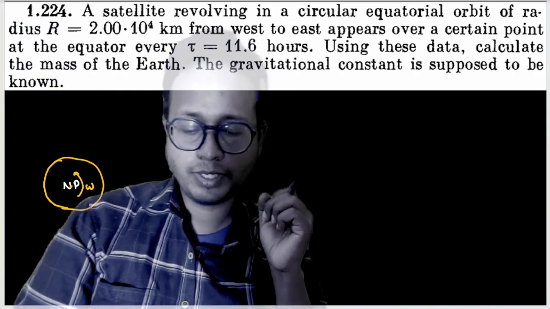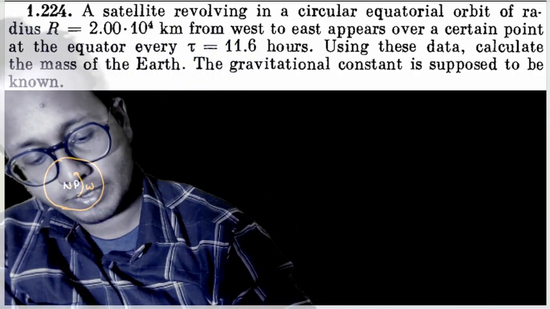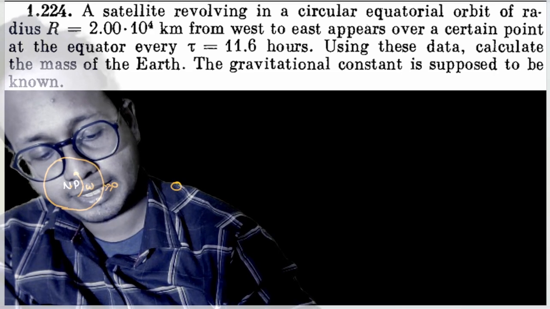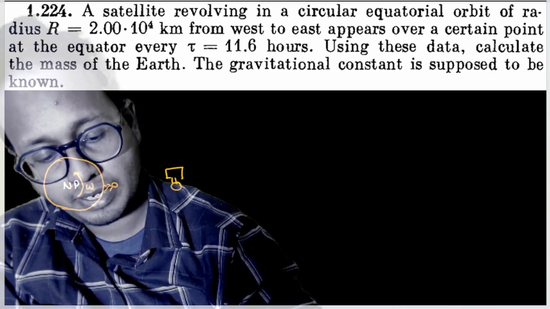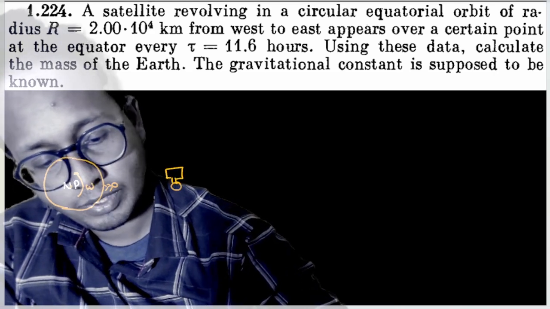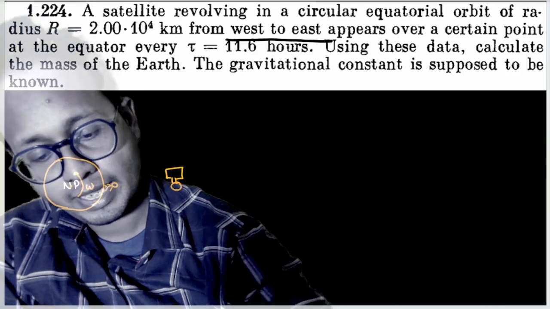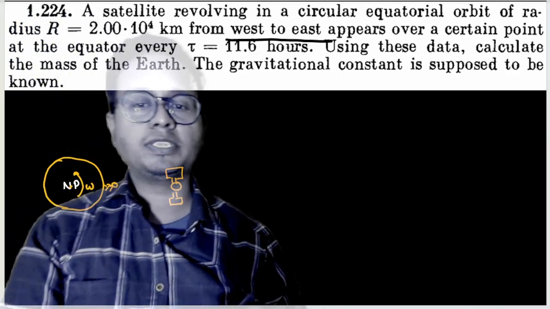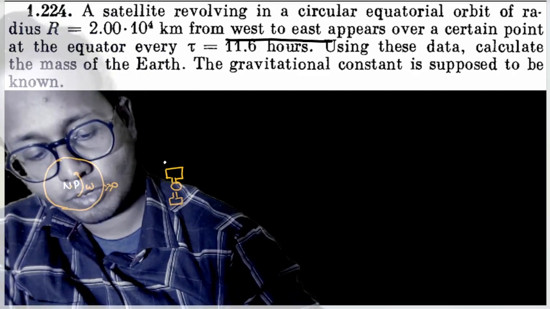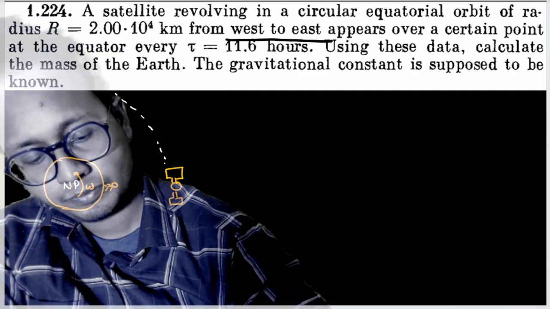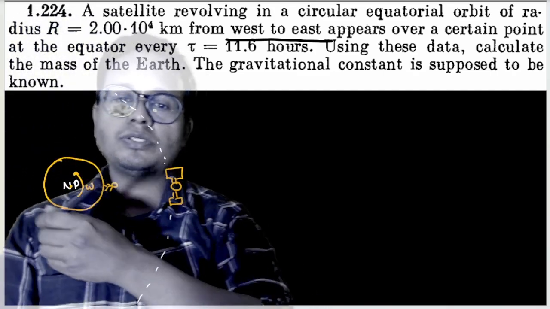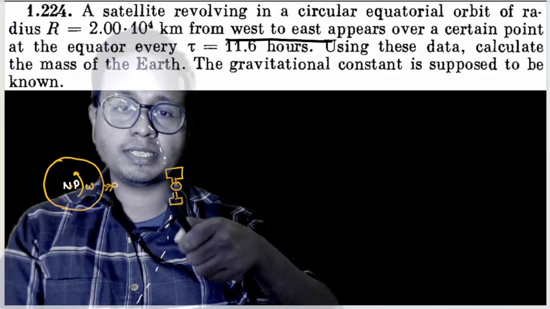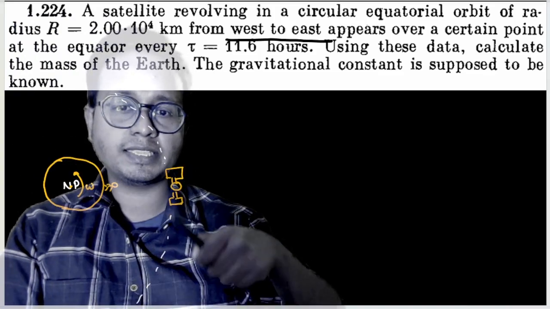Now an observer sitting at the equator and looking up sees a satellite appear from west to east every 11.6 hours. That means this satellite is rotating in its own orbit about Earth, isn't it? So when the observer sees the satellite first, after 11.6 hours, again he sees the satellite out here.